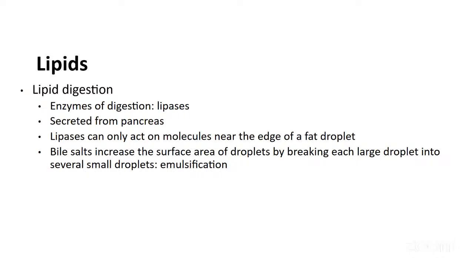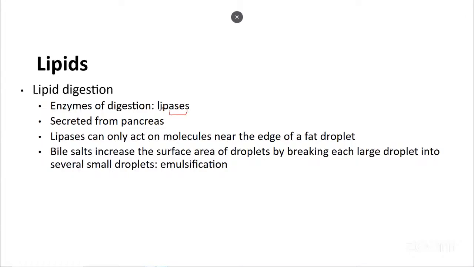Okay. So these lipases, these enzymes, right? That break down lipids, telling us what they do, right? They can only act on triglycerides that they can touch. So they're only going to be able to attack molecules that are at the edge of a fat droplet. So what we're going to do in order to make our digestion of lipids more efficient is we're going to break up those fat droplets, right?